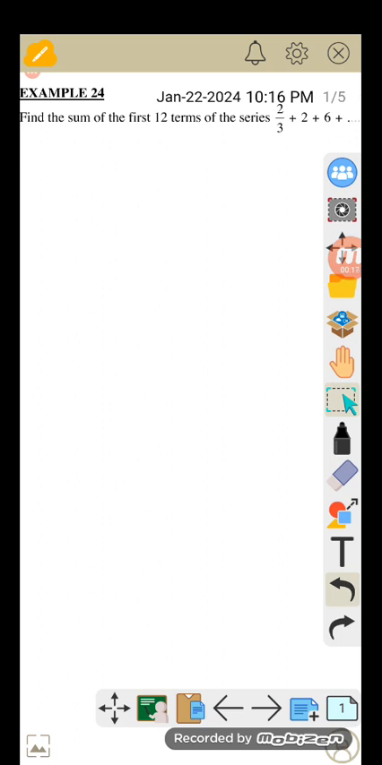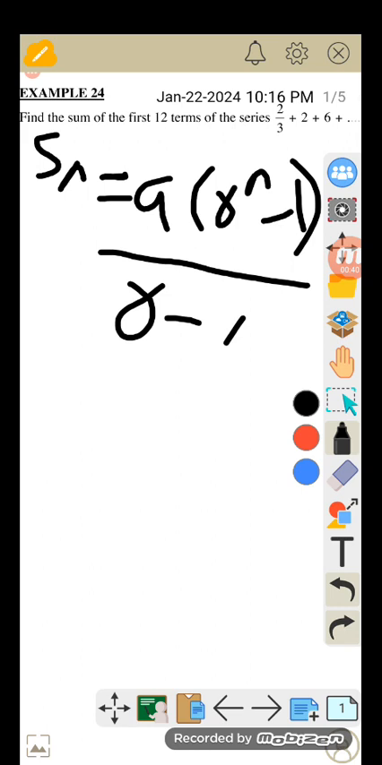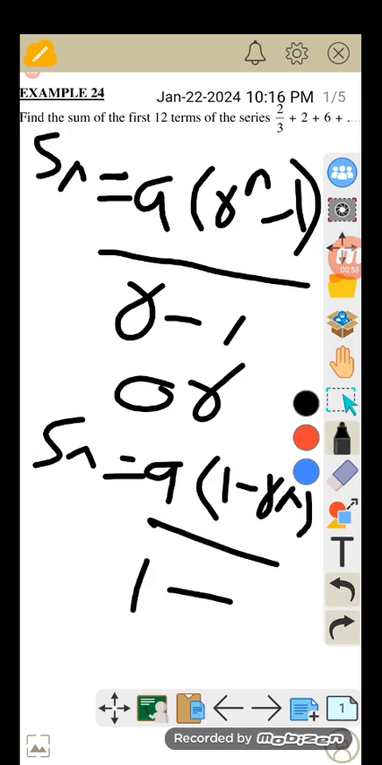Our formula for the sum of the geometric sequence is what? Sn is equal to a times (r^n minus 1), all over r minus 1, or Sn is equal to a times (1 minus r^n), all over 1 minus r.